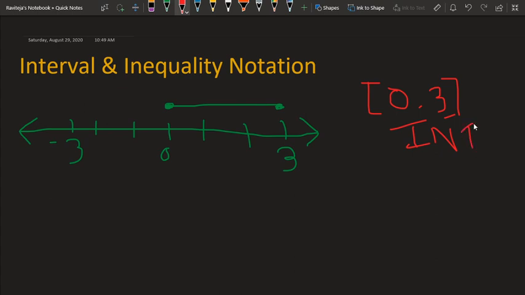Now, what would our inequality notation be? Well, our inequality notation basically states the same thing as the interval notation, but is written differently. And in this case, it would be 0 is less than or equal to x, which is less than or equal to 3. If you look at this closer, we'd see that we know all values in between 0 and 3 are included as x because of this less than sign, and we know that 0 and 3 themselves are also included as values because of this equal sign. So our inequality notation for this example would be 0 is less than or equal to x, which is less than or equal to 3.